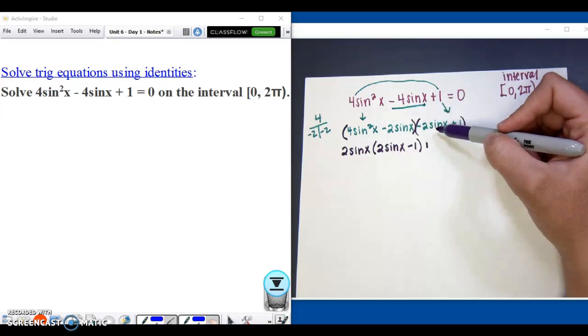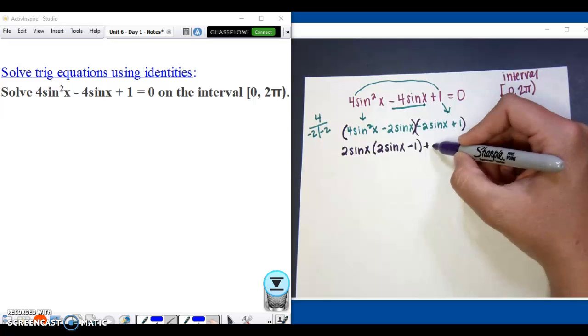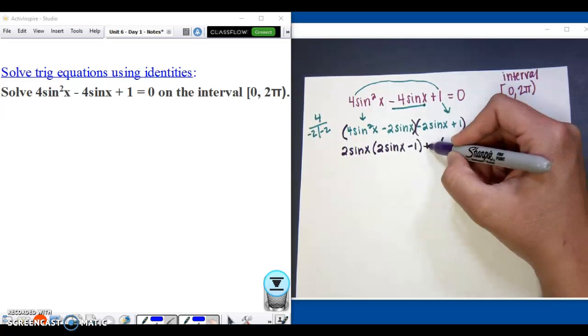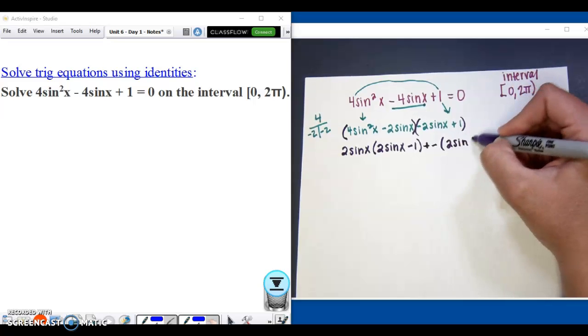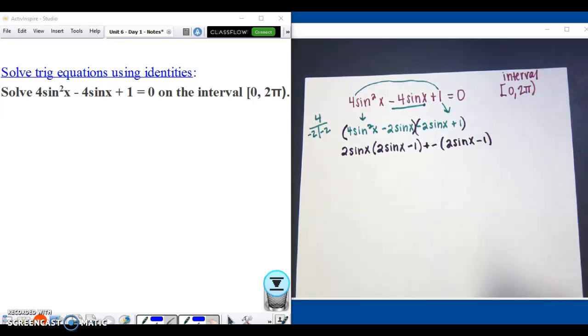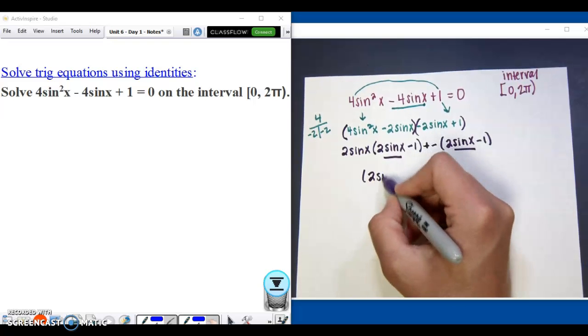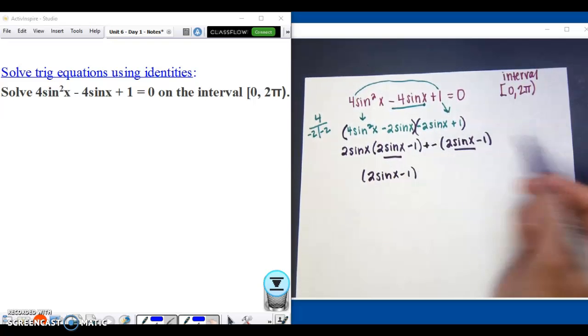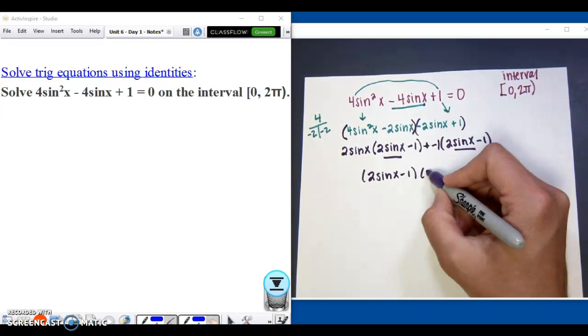Actually, let's take out a negative 1. So I'm going to put plus and negative. If we take out a negative, that'll leave us with positive 2 sine x minus 1. So my insides are the same. So one factor is 2 sine x minus 1. The other factor is 2 sine x minus 1.